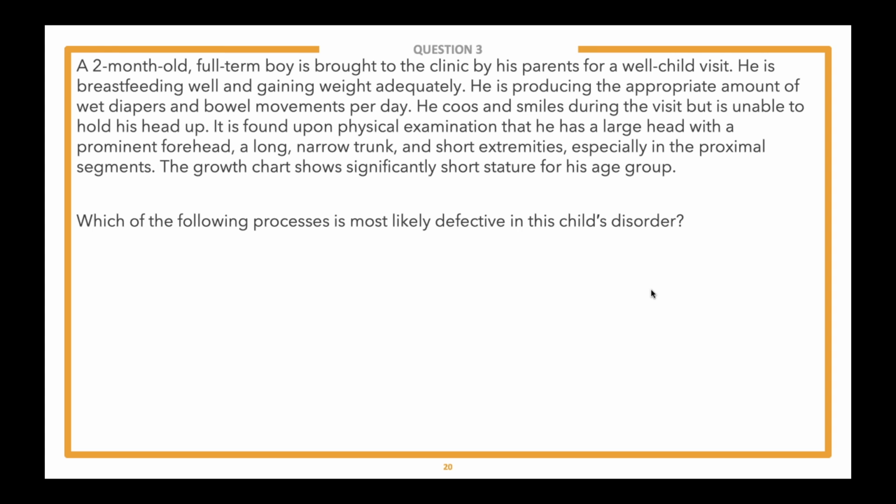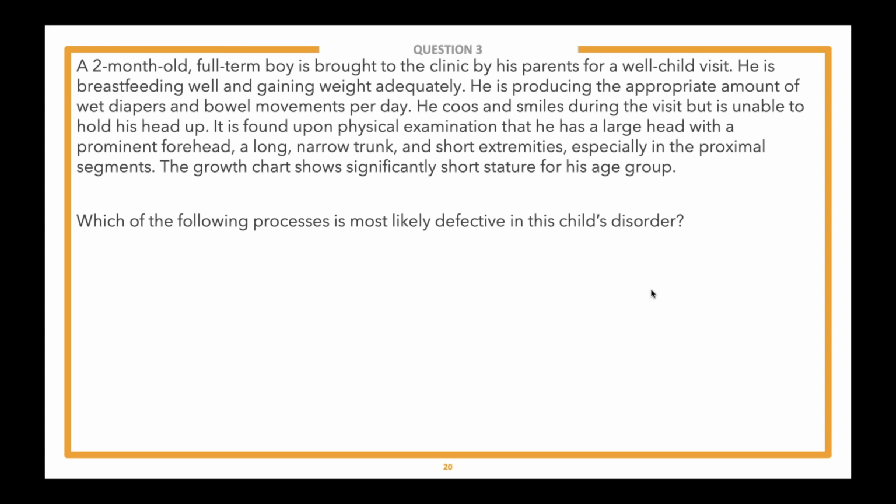All right, let's read that vignette. A 2-month-old full-term boy is brought to the clinic by his parents for a well child visit. He is breastfeeding well and gaining weight adequately. He is producing the appropriate amount of wet diapers and bowel movements per day. He coos and smiles during the visit, but is unable to hold his head up. It is found upon physical examination that he has a large head with a prominent forehead, a long, narrow trunk, and short extremities, especially in the proximal segments. The growth chart shows significantly short stature for his age group.